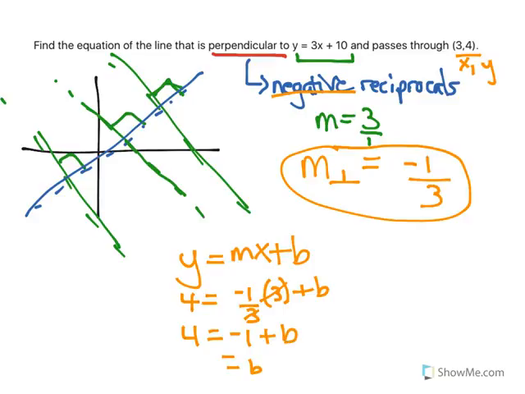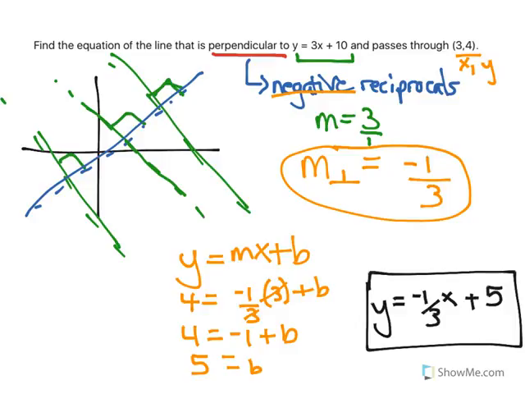So b equals 5, just by adding 1 to both sides. And so my final equation is y equals negative 1 over 3 x plus 5, where the negative 1 over 3 is the slope and 5 is my b value. Really straightforward. Just remember that perpendicular points to negative reciprocal slopes, and you're all set.